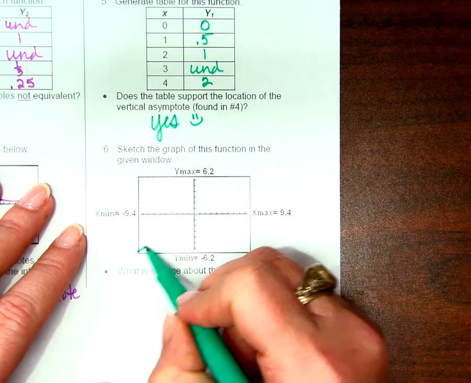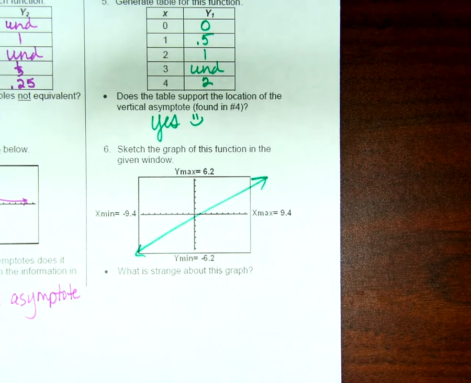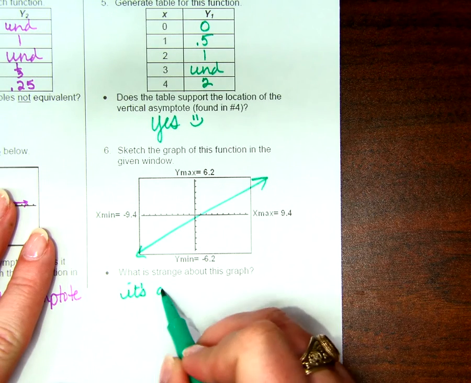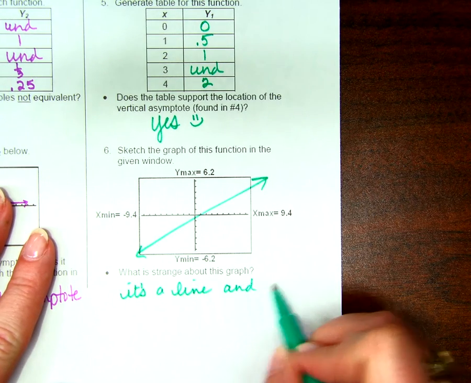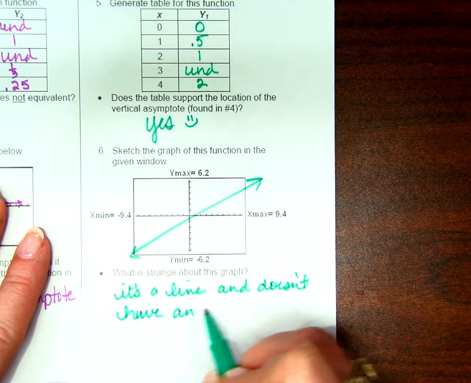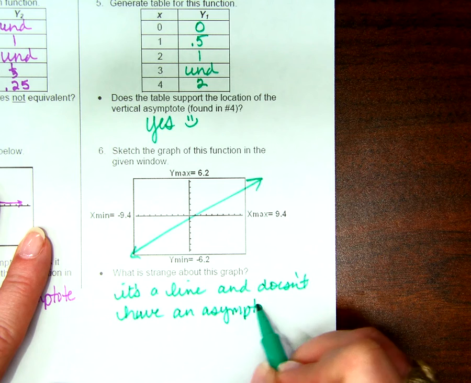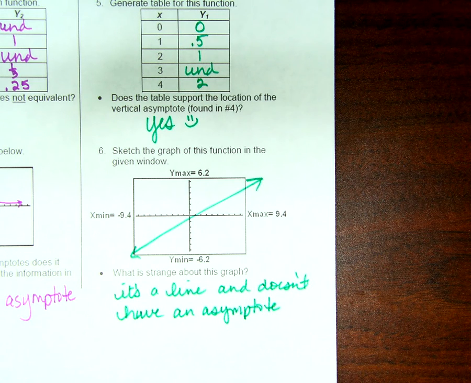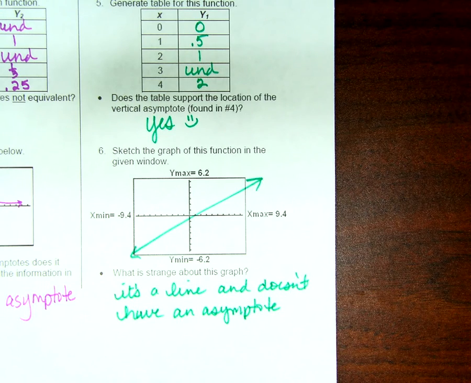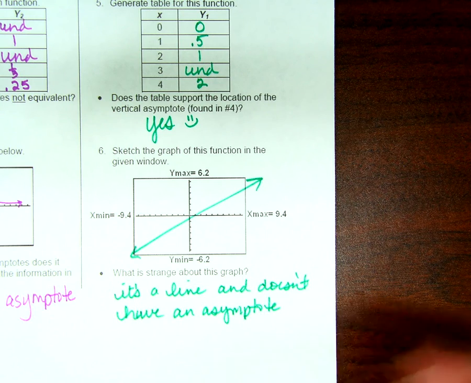That's what my graph looks like too, Blaze. What's strange about it? It's a line. And it doesn't have an asymptote, more specifically even a vertical asymptote, right? Because that's kind of what we've been talking about. Again, we get to the end of the column, which is the end of the problem, and we think, that's weird. Okay?